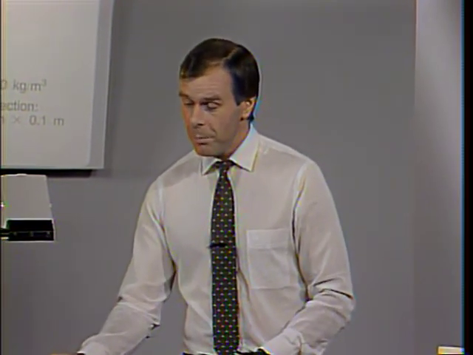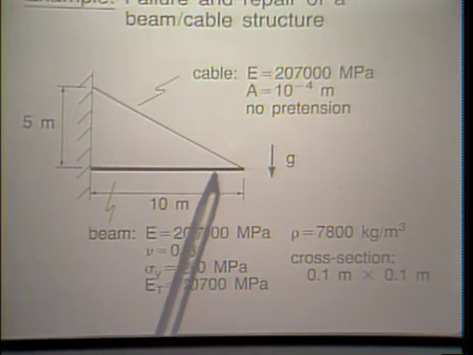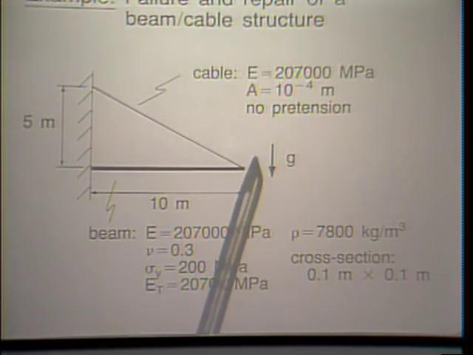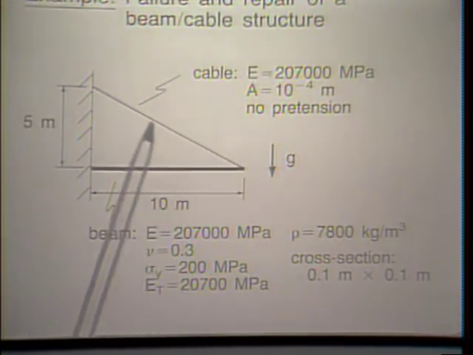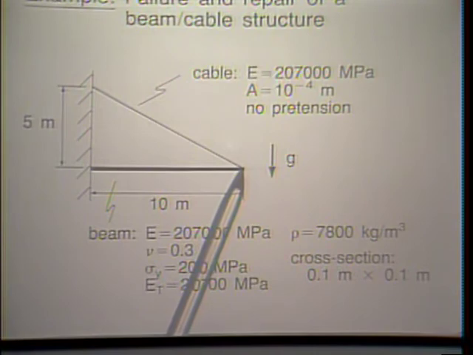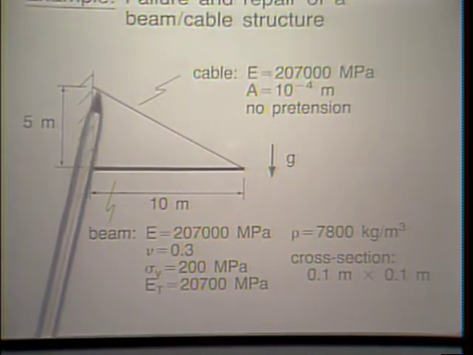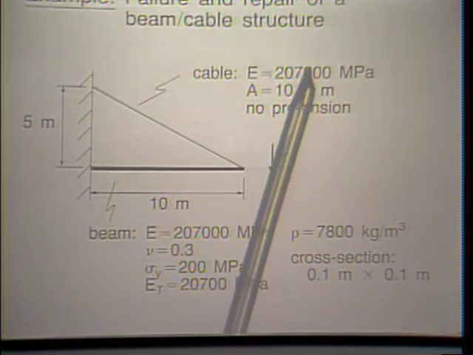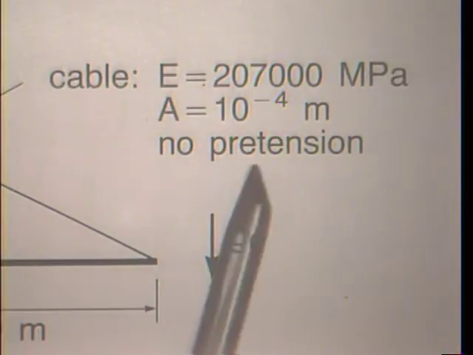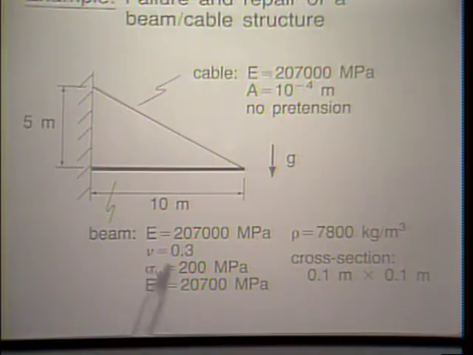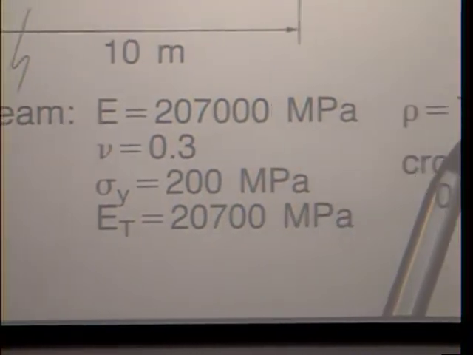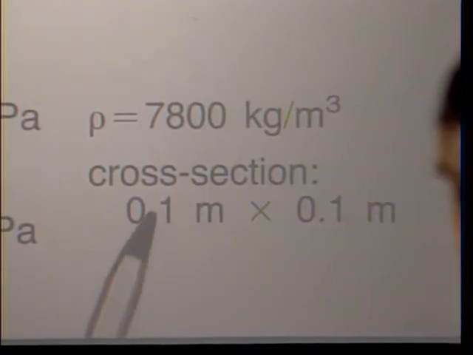Here we have a simple cable beam structure. This is a cantilever beam subjected to the gravity loading, and here the cable is hinged at this end of the beam and up there so as to support the beam. Notice the material data for the cable are given here, and there's no pretension in the cable. The beam itself has these material data, so we model the elastoplastic response of the beam. Here is the mass density of the beam. The cross-section is shown over here.